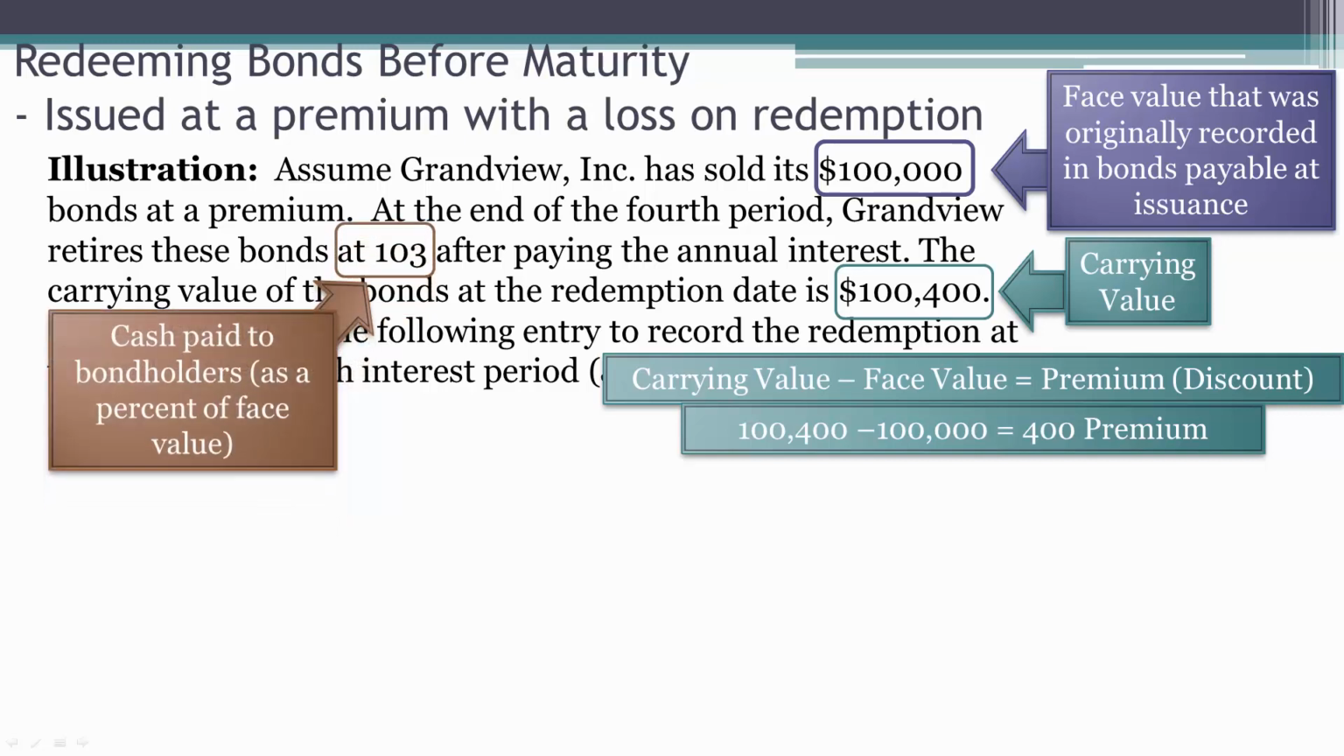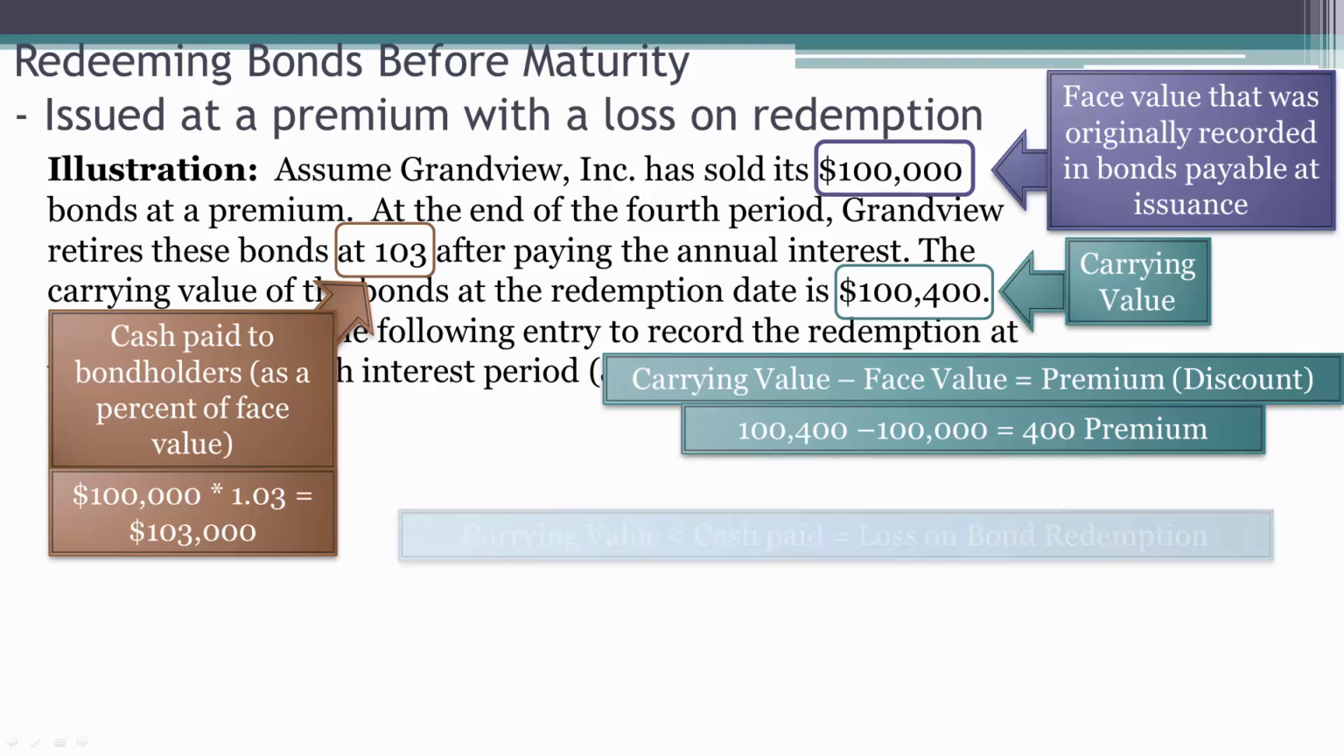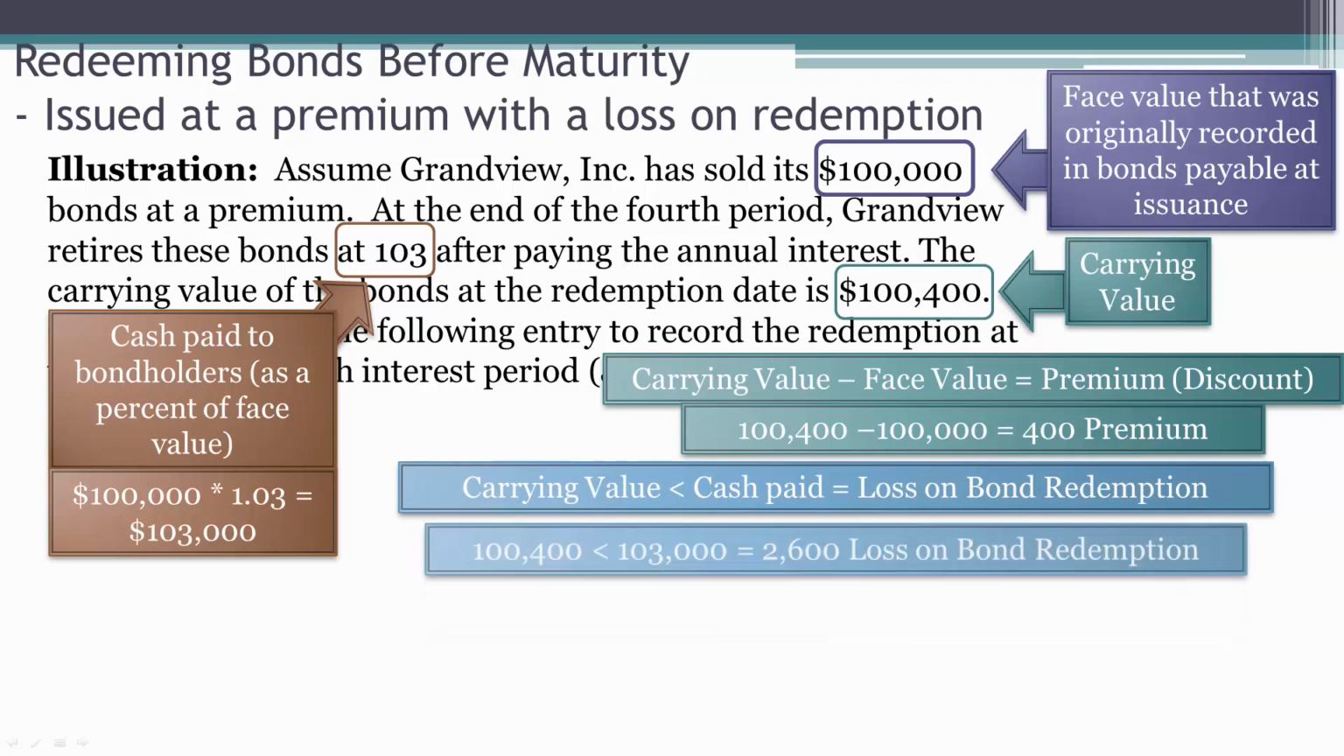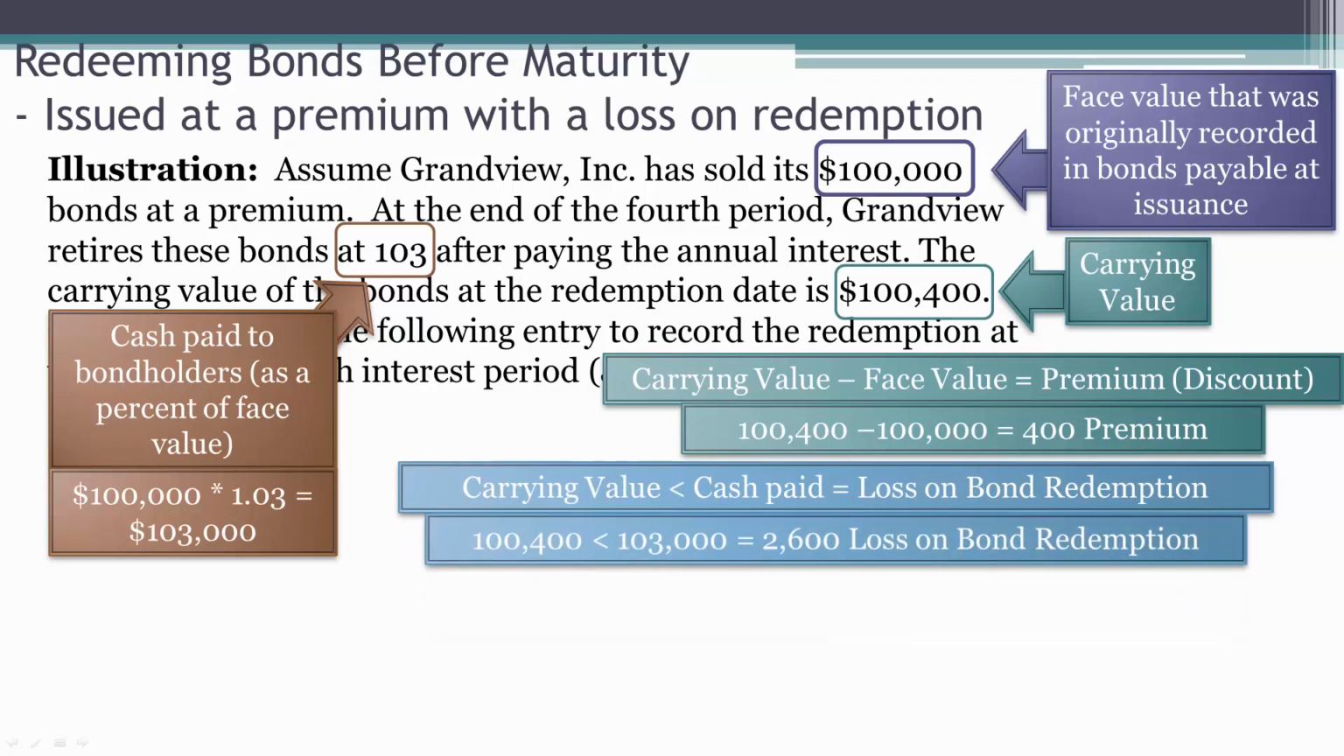Now it tells us they retired the bonds at 103, which means that they had to pay 103% of the face value of the bond in order to redeem them early. And so the total cash that they would have paid is $103,000. Now we can compare our carrying value to the cash paid, and since our carrying value is less than the cash paid, we have a $2,600 loss on bond redemption.